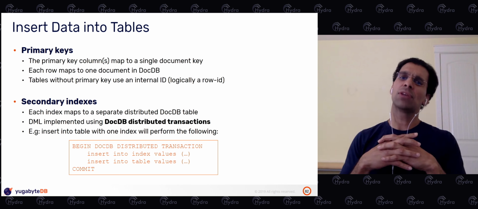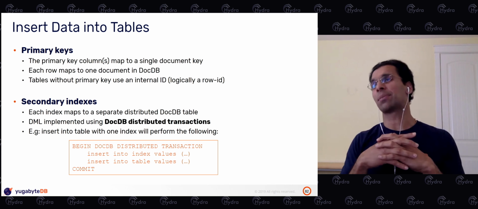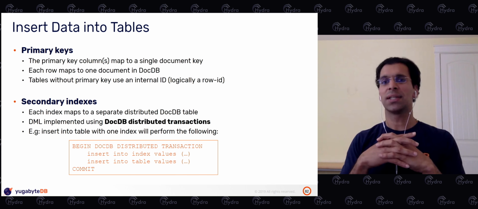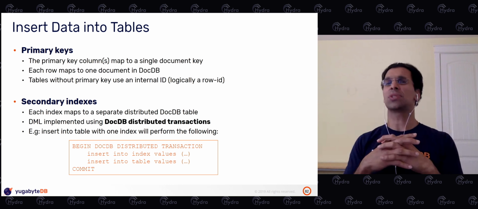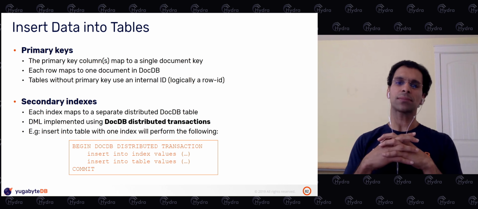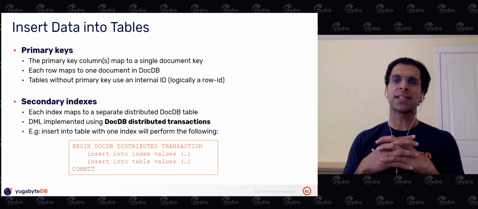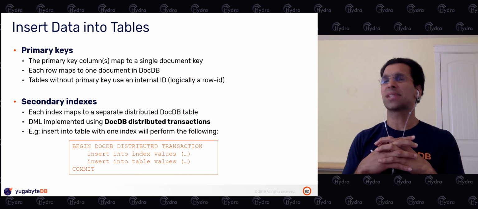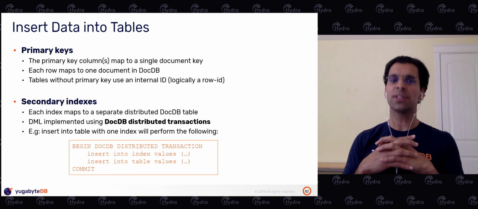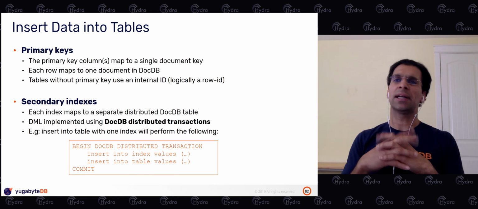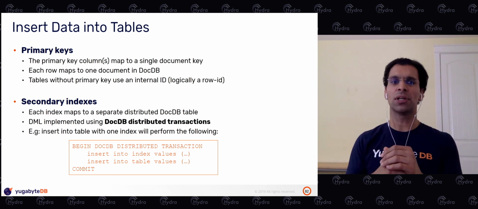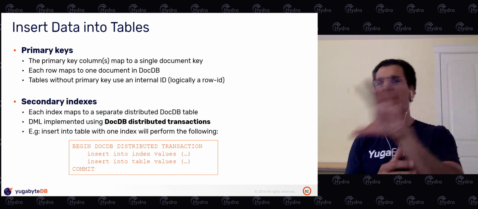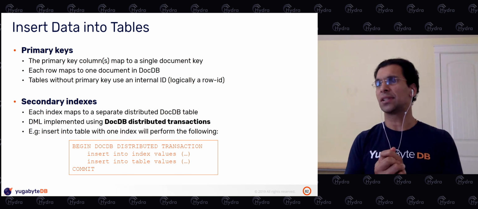If the original table in Postgres did not have a primary key, which Postgres supports, then a logical row ID is created, and the row is written using that logical row ID. Now, you could have indexes or a unique constraint or a bunch of these things. All of them map to separate DocDB tables internally, and an update to the primary table becomes a distributed transaction, which we looked at before, across the primary table and the index table internally.